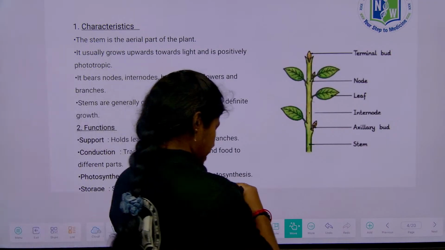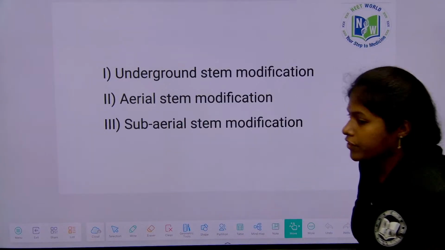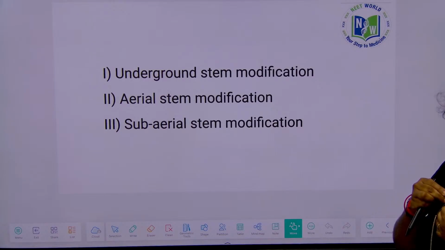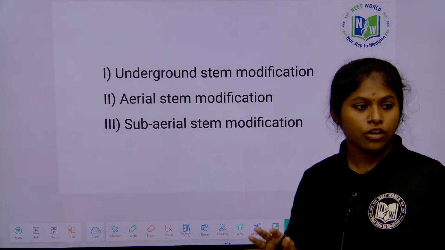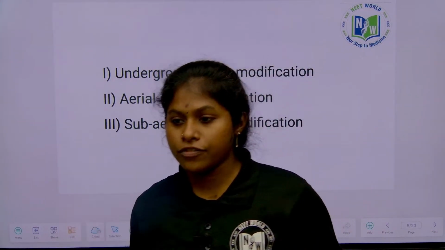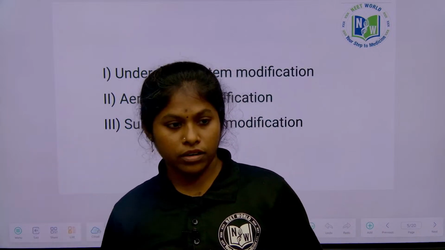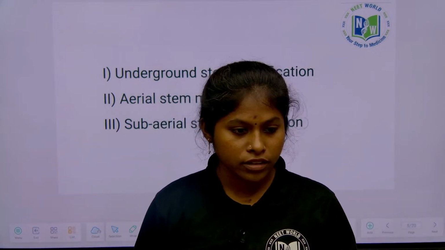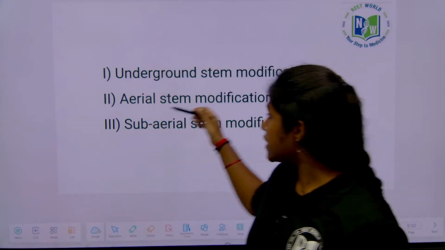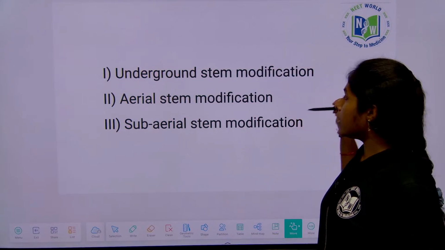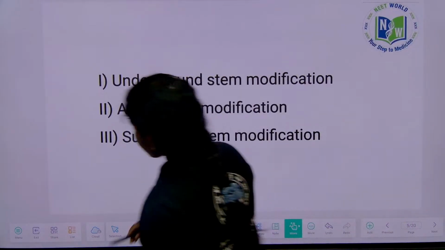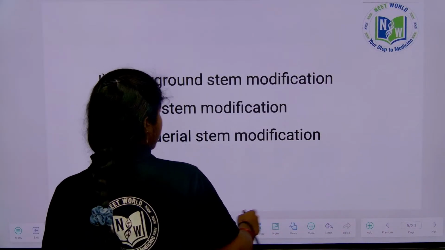So let's see stem modification. There are three types of stem modifications. One is underground stem modification. We know the general function of the stem is aerial growth. If it is doing the opposite, which means the stem is growing underground, then the stem is modified from its normal function. So that is underground stem modification, mainly for storage. Tell me the examples of underground stem modification.